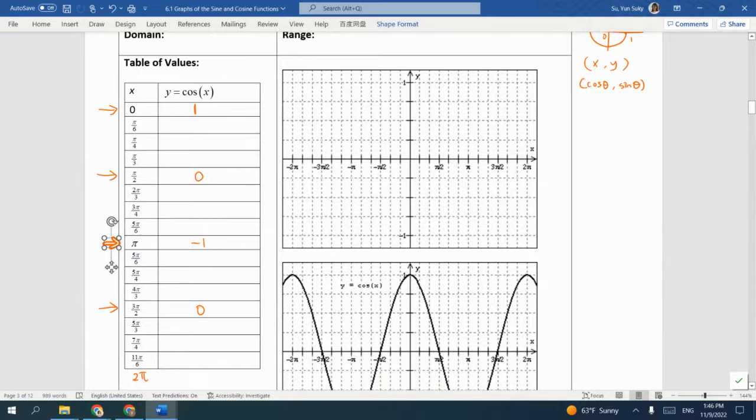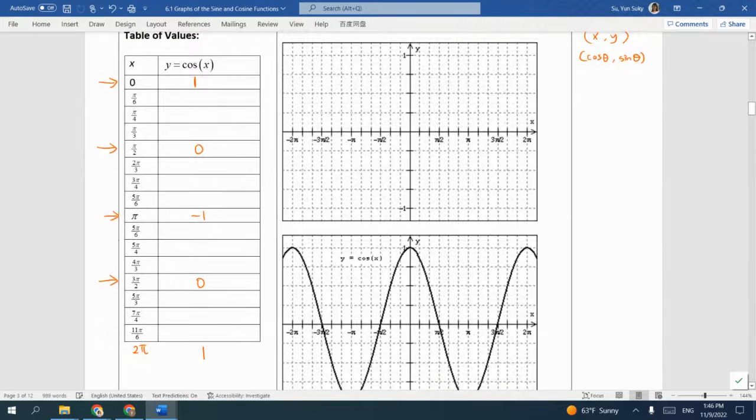Okay. At the end, at 2 pi, you get back to the original point. Therefore, your x value is also 1. Is that okay, everybody? So that's why cosine of 0 is 1, pi over 2 is 0, pi is -1, 3 pi over 2 is 0, and when x is 2 pi, we get 1. And then you connect them smoothly.